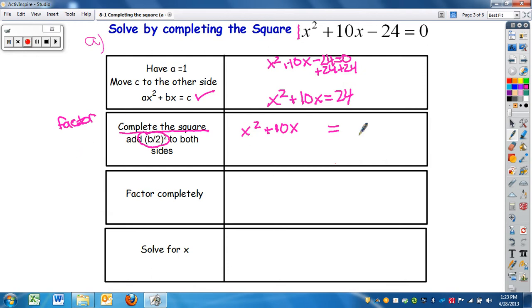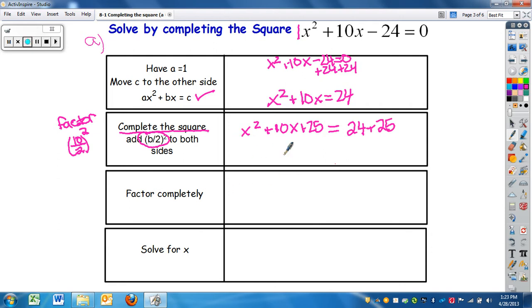So our b is 10. We still have 24 over here. So I go 10 divided by 2 squared. 10 divided by 2 is 5. 5 squared is 25. So I add 25 to one side, and to make my two sides balance, I have to do it to the other side.